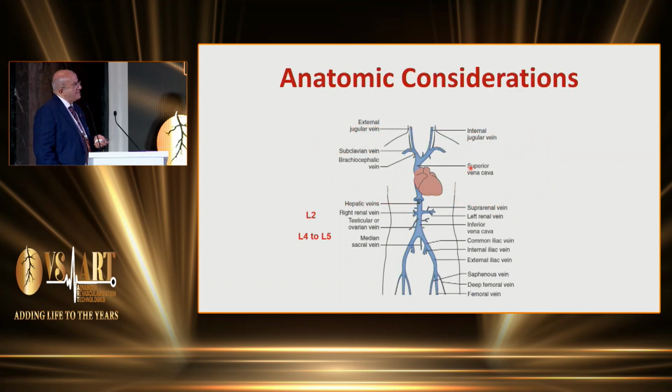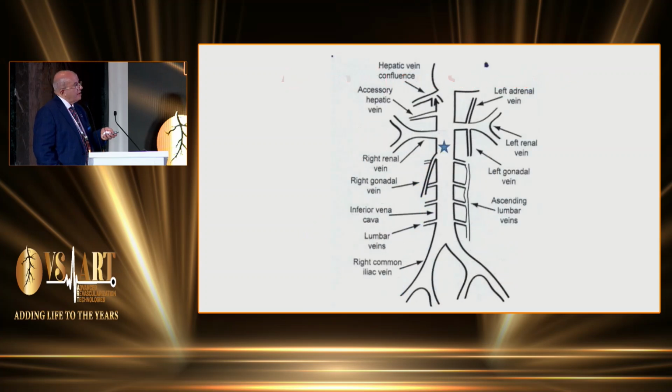For the placement of the IVC filter, we must know the anatomy of the IVC. We usually place the IVC filter below the renal veins, between the lower part of lumbar vertebra 2 and the upper part of lumbar 3, as we show here. This is the different anatomy, and this is the site of the filter. We recommend placing the IVC filter below the renal veins, between the lower part of L2 and the upper part of L3.